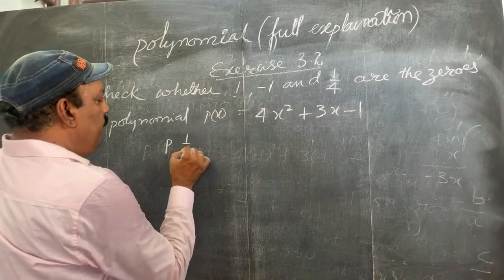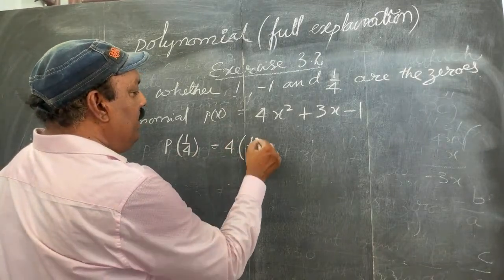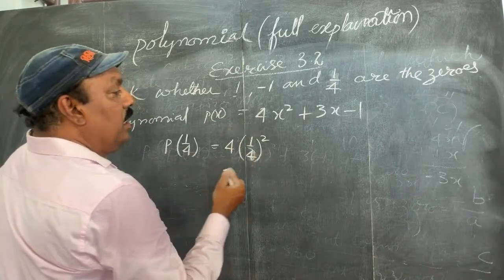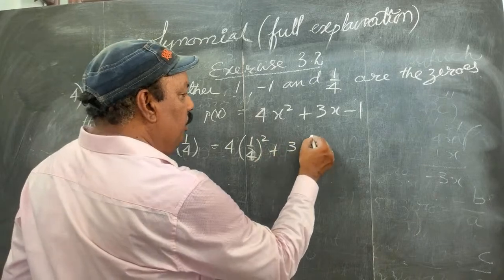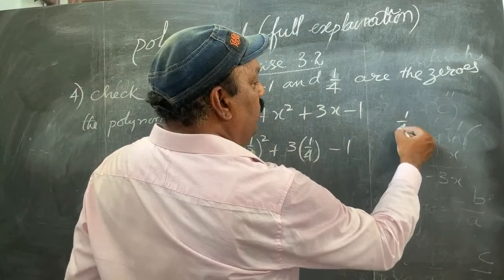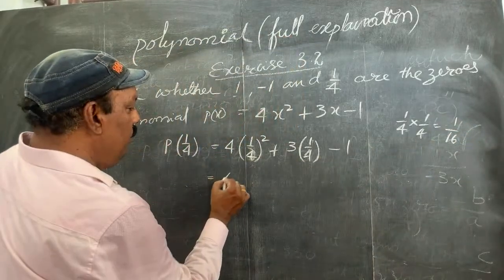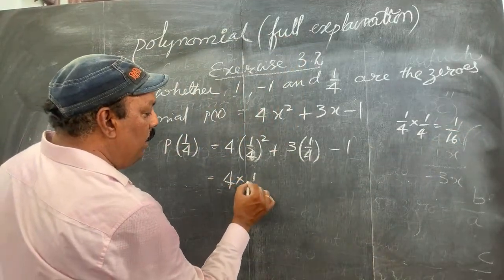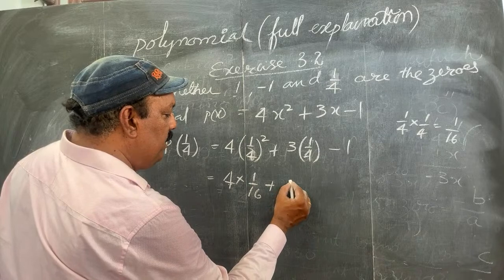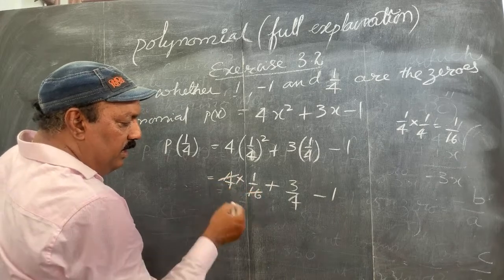P of 1 by 4. In this case, wherever x is there, I have to keep 1 by 4: 4 into (1 by 4) whole square, and then 3 into 1 by 4, minus 1. So 1 by 4 into 1 by 4 is 1 by 16. Here 4 into 1 by 16 plus 3 into 1 by 4, which means 3 by 4, minus 1. This 4 will go into 16 four times.